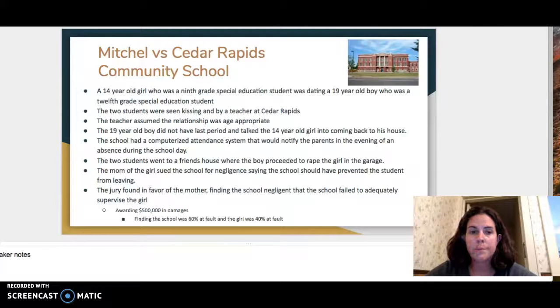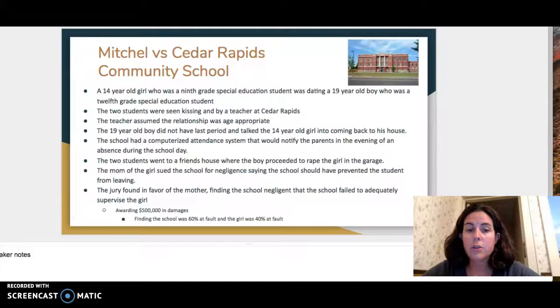She had testified that if she saw something like that, she would inquire as to the relationship with other students. The school also had a computerized attendance system that would notify the parents the evening of an absence during the school day. The 19-year-old boy did not have a last period class, and he talked the 14-year-old girl into skipping that class and going back to his house with him.